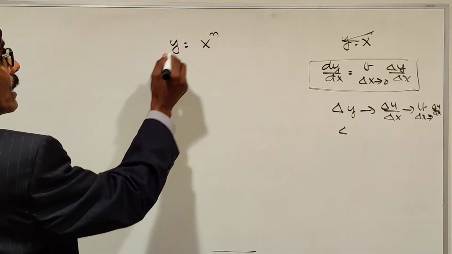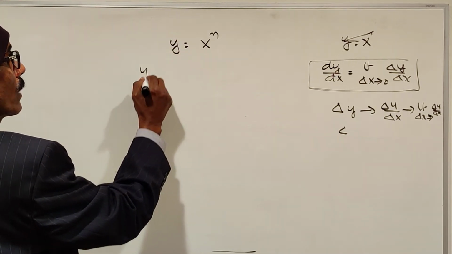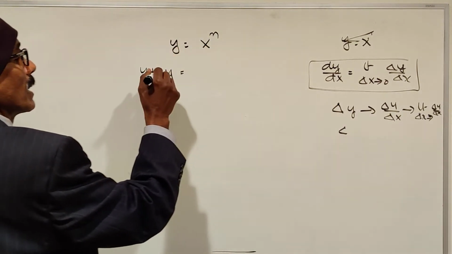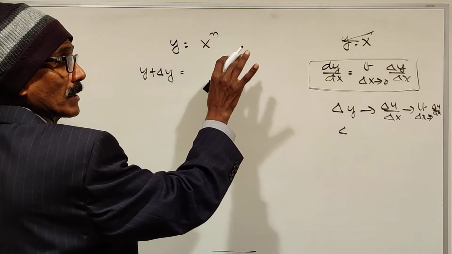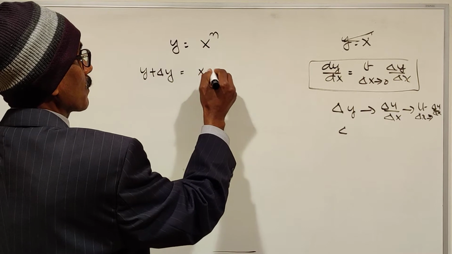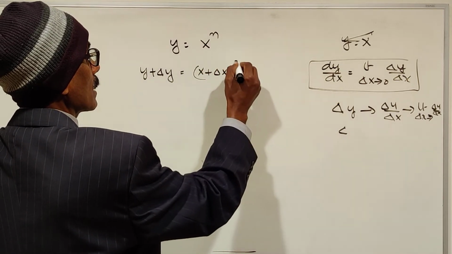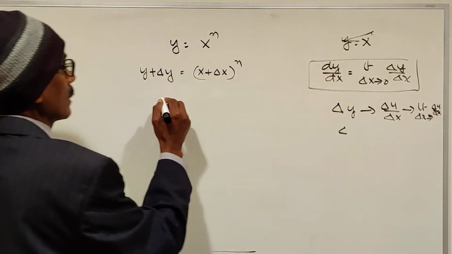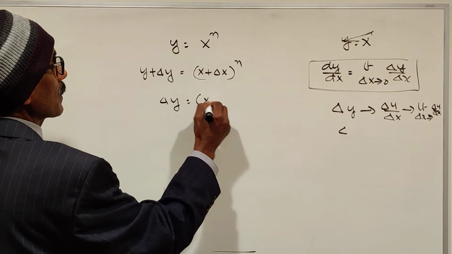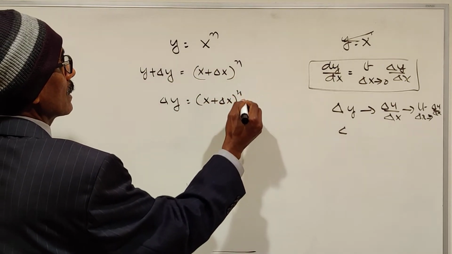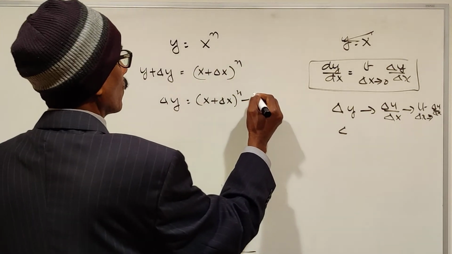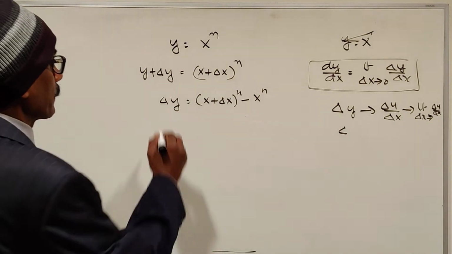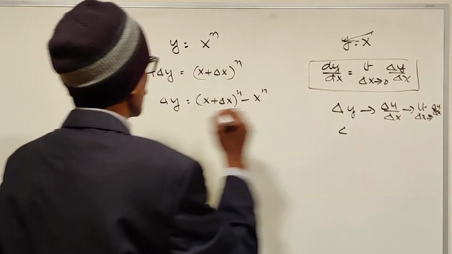So first I am going to give a small increment. y plus delta y equals, when I give delta y here, the corresponding increment on x is delta x, x plus delta x, the whole raised to n. Again, first find delta y. Delta y equals x plus delta x raised to n minus y. Y is what? X to the power n.